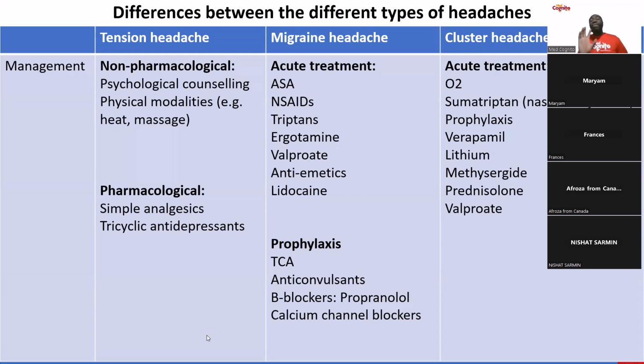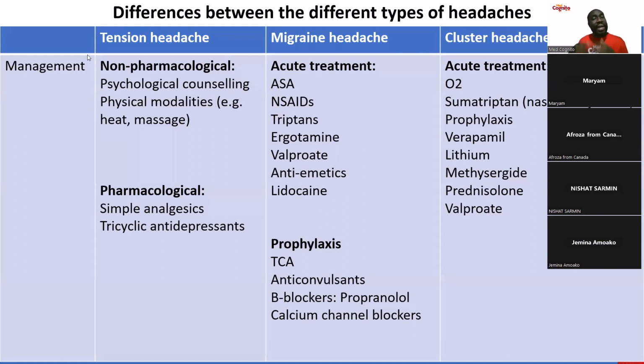For migraine headache, you have to learn, please write this down. You have to learn how to manage migraines acutely, and then the prophylaxis we can give for migraines. What are the medications we can give for migraine acutely? NSAIDs like Aleve, Advil, aspirin, that's ASA, triptans, ergotamine, valproate, antiemetics like metoclopramide and lidocaine. And then the medications we can give for migraine prophylaxis are tricyclic antidepressants, anticonvulsants, beta blockers, and propranolol.